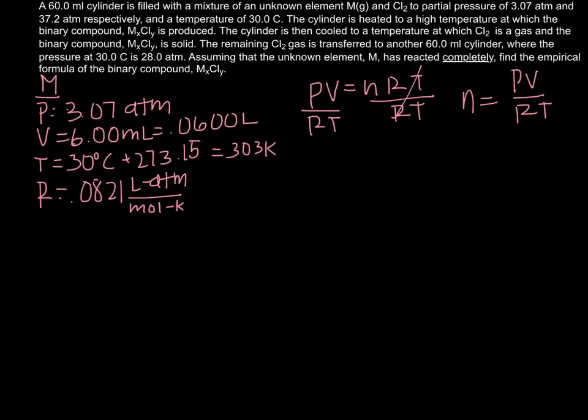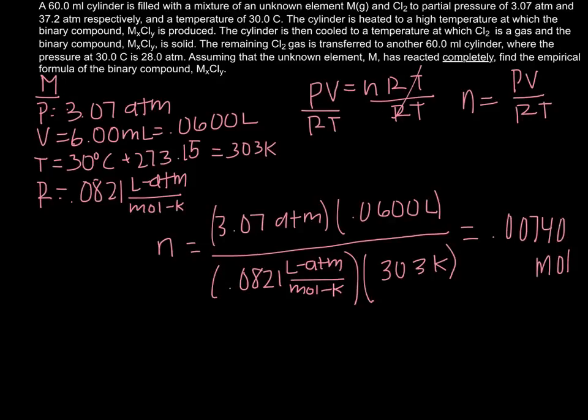We're going to plug all of this into our equation PV equals nRT, but since we're looking for moles, we rearrange it, giving us n equals PV over RT. We plug this into our equation, so we do 3.07 atm times 0.0600 liters over 0.0821 liters atm over mole K times 303 K, which gives us 0.00740 moles of M.